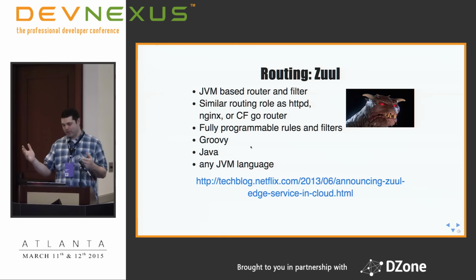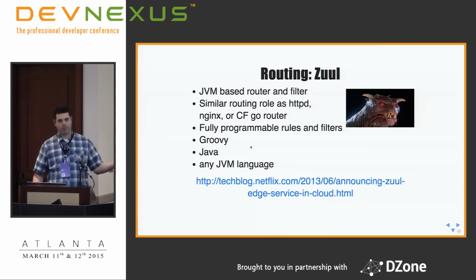If you're familiar with Apache HTTPD, Nginx, the Cloud Foundry Go router, HAProxy, right? It can do similar things to these services. It is fully programmable with all sorts of different rules and filters. JVM based, so you can use Groovy, you can use Java. We've made it easy to, if you have a bean that's of type ZuulFilter, it will just get plugged in the chain and happen automatically.